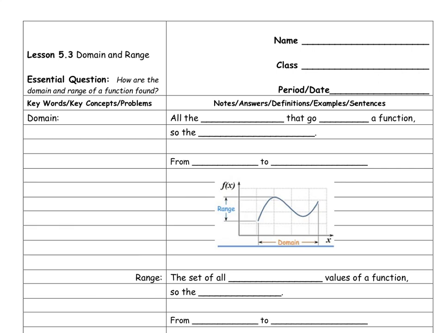Okay, so on to domain and range. Finally, we're going to talk about domain and range. Sorry, you guys. The word domain should be over a little bit. I didn't realize it was in the wrong place, but domain is all the values that go into a function. So the x values.